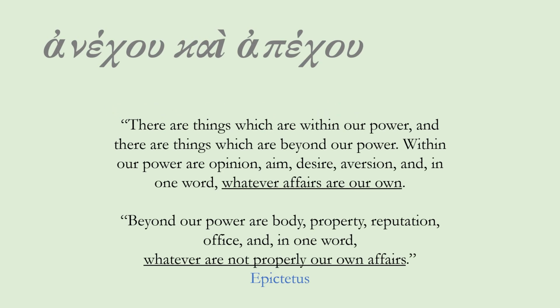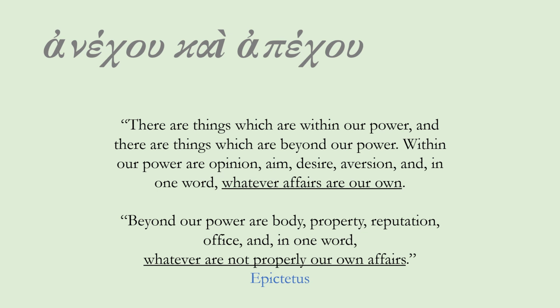So before we get into that, let's recall this statement of Epictetus, which we encountered briefly before, but here's a different statement of it. There are things which are within our power, and there are things which are beyond our power. Within our power are opinion, aim, desire, aversion, and in one word, whatever affairs are our own. Beyond our power are body, property, reputation, office, and in one word, whatever are not properly our own affairs.